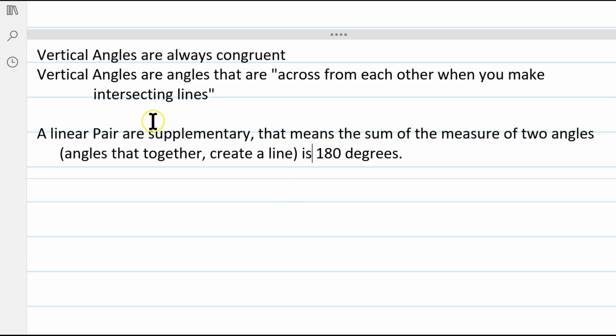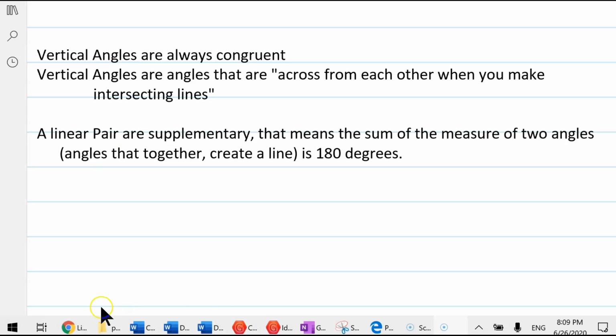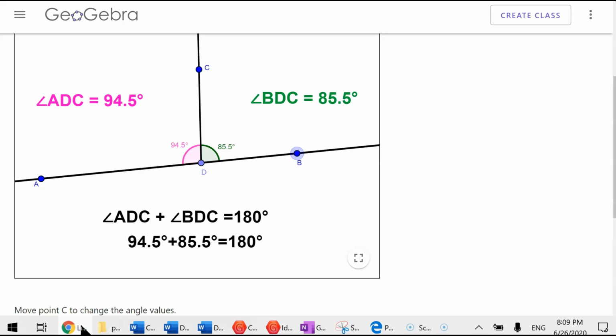Go ahead and pause it and copy it if you need to. That's not the whole picture though. There's so much more. So take a look. I'm going to go to another app.